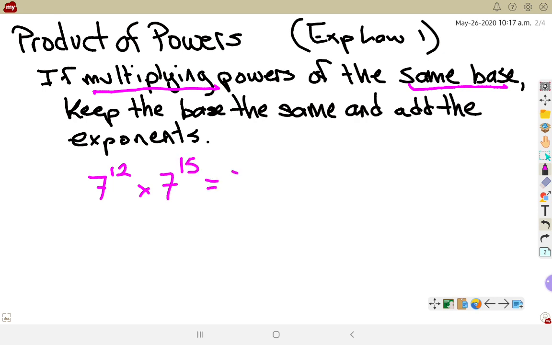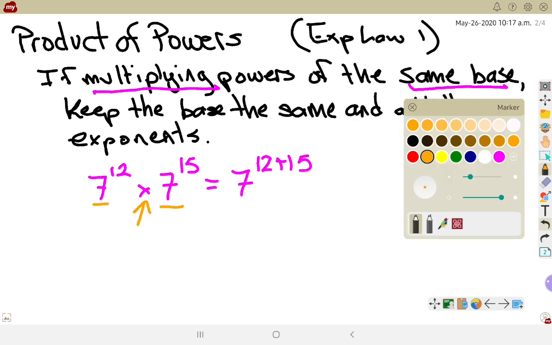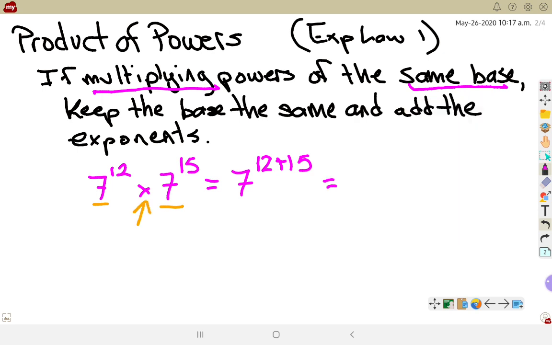That would be the same thing as 7 with an exponent of 12 plus 15, because both bases are the same. Both bases are 7. We are multiplying those two powers, and so I'm going to add the exponents together, and I get 7 with an exponent of 27. Okay? Now it works even if I have 3 things. If I was to add another power of 7 multiplying, a fourth power of 7, I can still add all the exponents so long as they are all the same base.